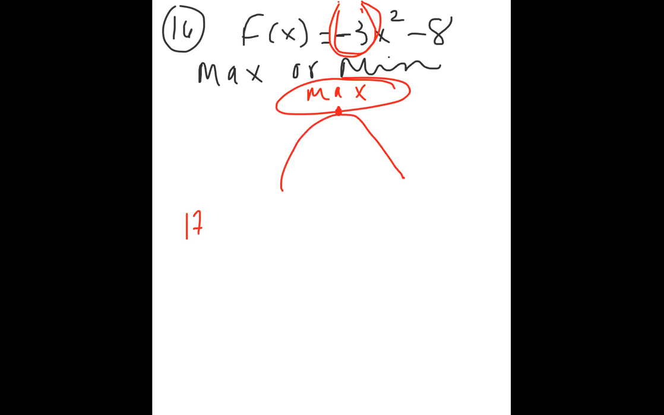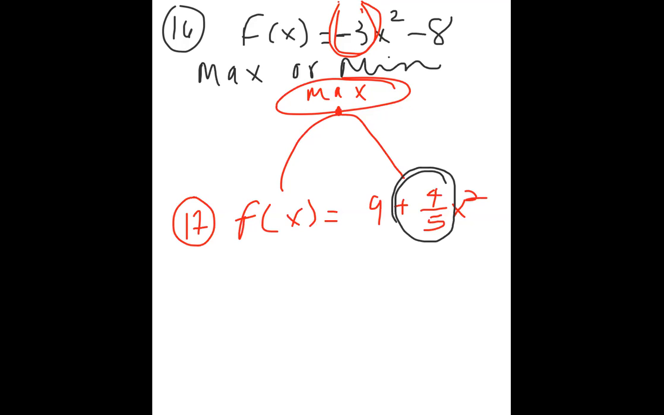And then, that was number 16. 17, guys, is the same thing. f of x is equal to 9 plus 4/5 x squared. It's also asking, does it have a max or does it have a min value? Again, here's your x squared term. Look at the leading coefficient. Look in front of x squared, guys. Is it positive or is it negative? It's positive, so the graph is going to open up, and since the graph is opening up, the lowest point is at the vertex, so this one would have a min value. And that's it for those questions right there.